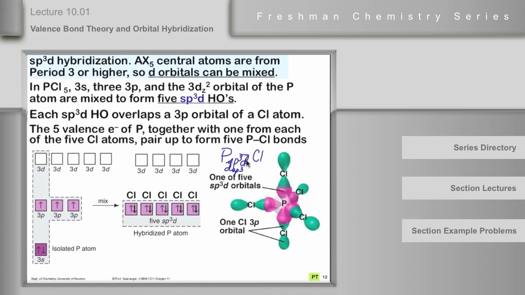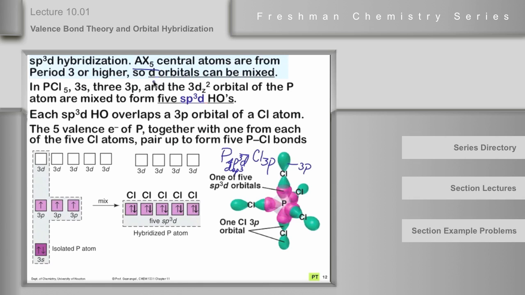Chlorine is in the 3rd row, and therefore it would have hybrid orbitals using 3p atomic orbitals. So this would be phosphorus sp3d chlorine 3p. Sorry, I got my tongue tangled up. So that accounts for the formation of 5 bonds in an AX5 case. Are there questions about that?